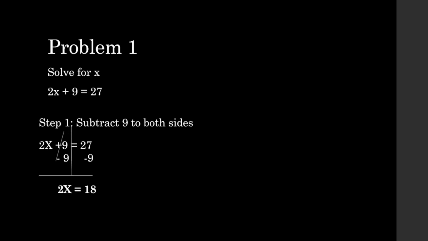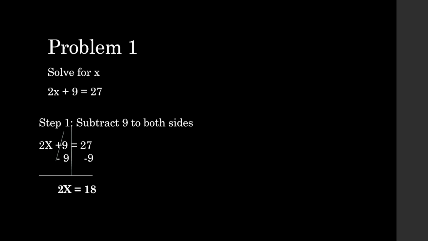What we do first is we subtract the 9 from both sides. In other words, we have to get rid of the constant because our goal is to try to get x by itself. So what you do is the opposite. The opposite of addition is subtraction. So we're going to subtract 9 from both sides. And the 9s cancel out from the left side. You're left with only 2x, and 27 minus 9 equals 18.